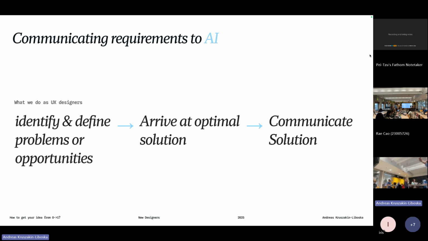So how do we communicate these requirements to AI? Well, what we do as UX designers, we of course always identify and define problems, and that's just the core of what we do and how we work. And then we arrive at an optimal solution and communicate that solution. And wow, have you thought about this?